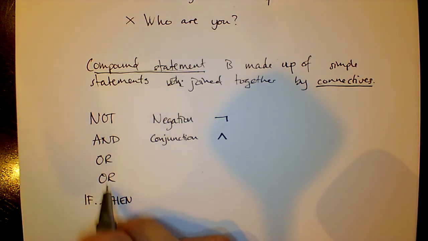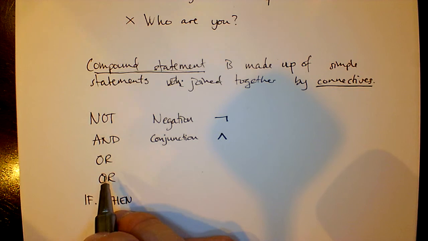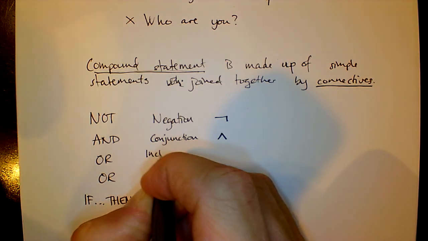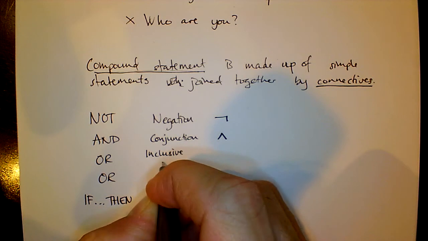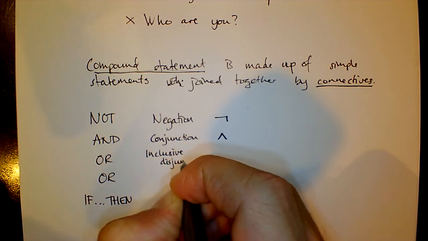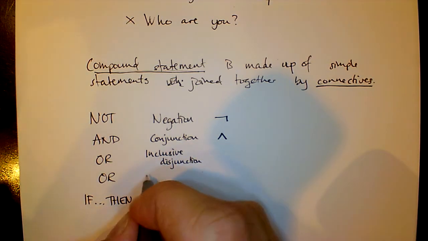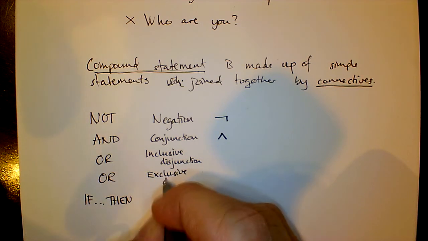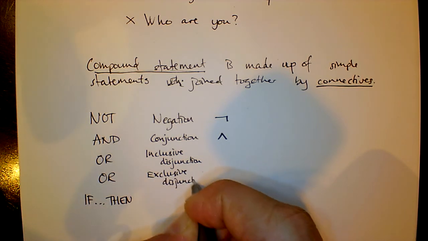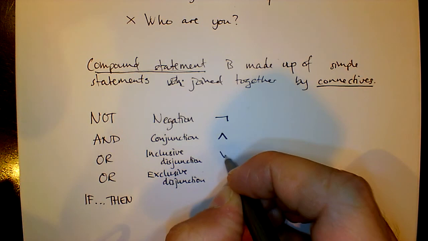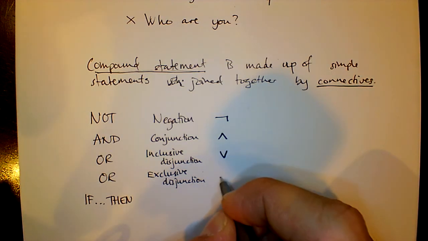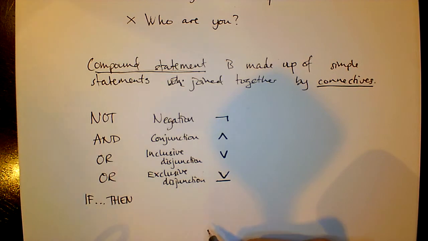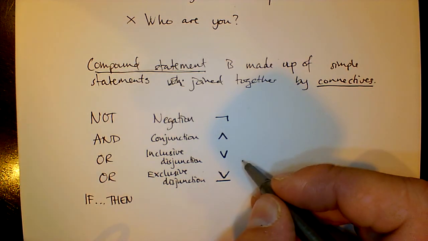And then we have two types of or. So we have one that is called an inclusive disjunction and one that is exclusive disjunction. So they have this V symbol in a sense, and then the V with a line under it when it's an exclusive. What's the difference between these two?